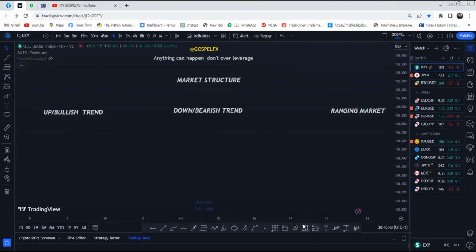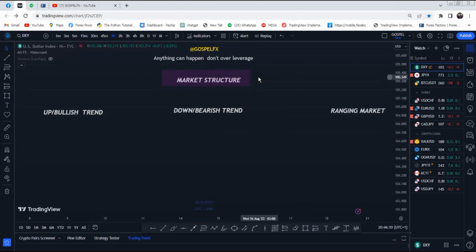So I've given you the explanation. Market structure is simply the formation of the market, how the market is formed. Like the example of the house that I'm giving you. If they ask for the structure of a house, you say, okay, this is the foundation, these are the walls, this is the ceiling, this is the floor, and so on. This is the roof. So that's how the market is. It also has a structure which deals with the uptrend, the downtrend, and the ranging market.